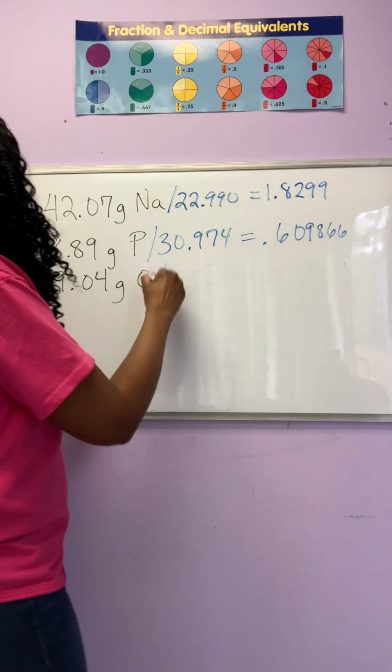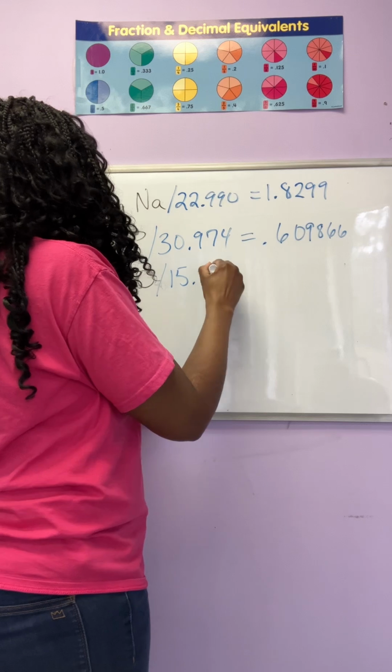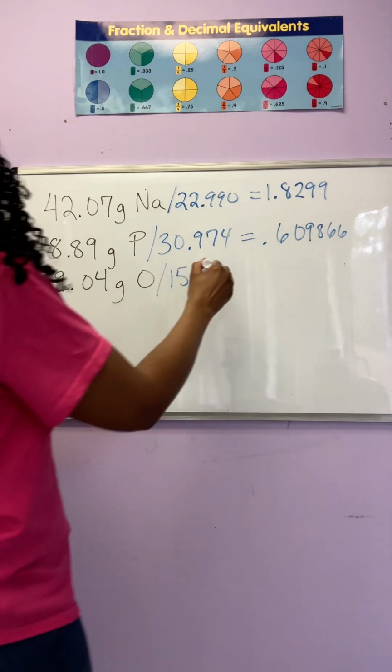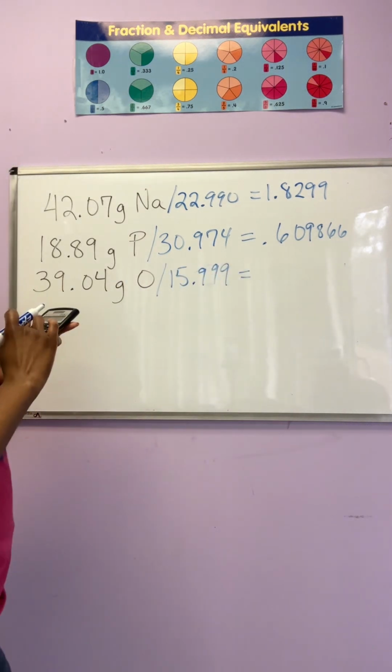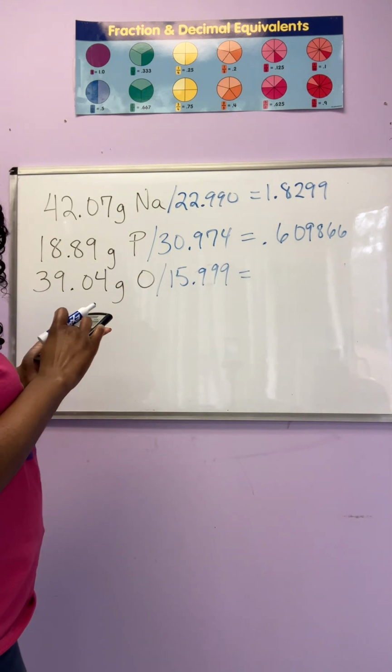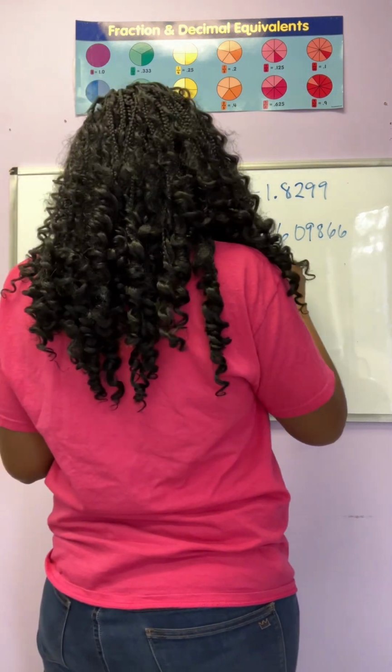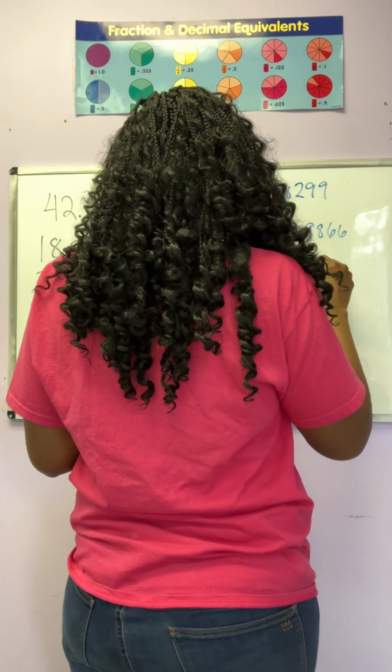And I know this one, oxygen is a common one. It's 15.99, so it might have an extra 9 actually. Yep, at least in my book it does, my periodic table. So 39.04 divided by 15.999, and that's 2.44.